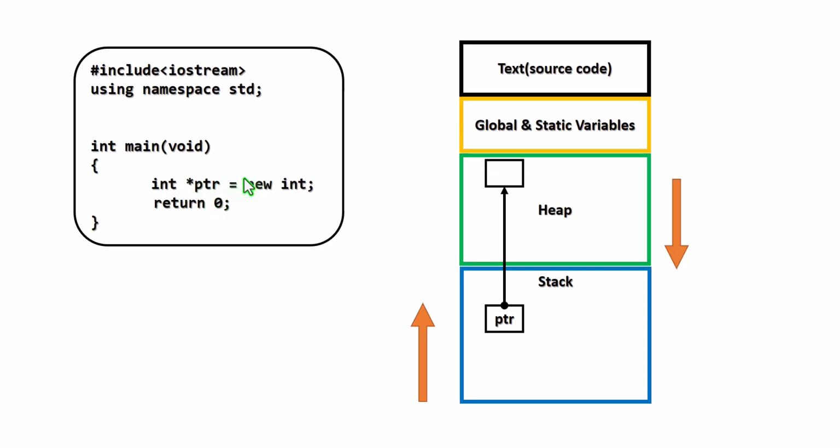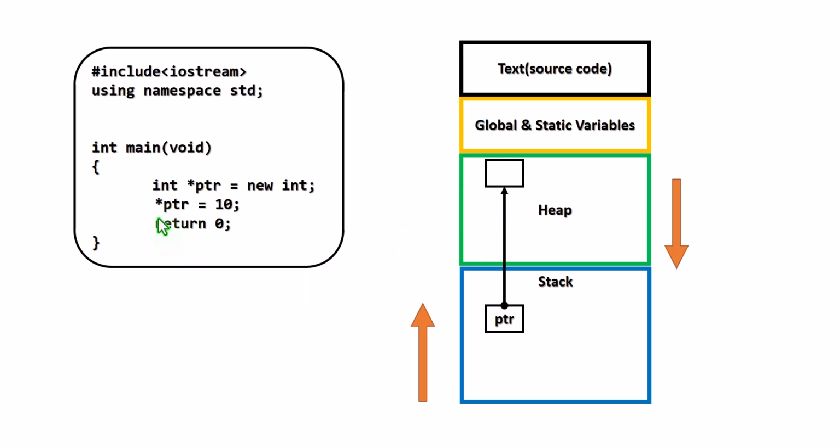There is a difference. New int means we are requesting the operating system to allocate an integer on the heap, right here. But int star ptr is declared locally within the main function, so it is on the stack, but it is holding the address of that particular memory block which was allocated in the heap. So always remember that if you want to release this memory, you use the delete keyword. And now if you want to put something here, we use star ptr, which is dereferencing the pointer. In other words, it means go to the address to which the pointer is pointing and put the value 10.